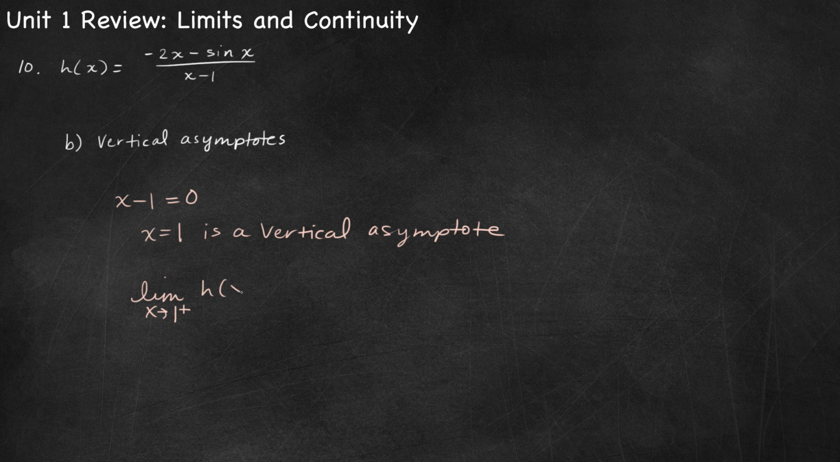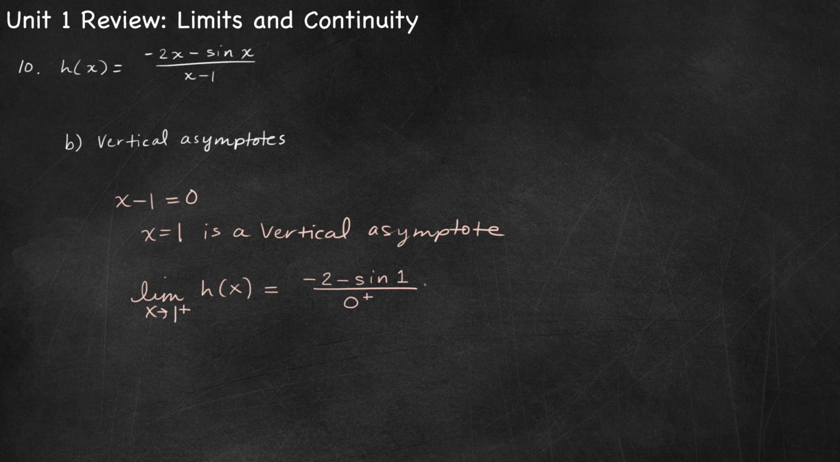So the limit of h of x as x approaches 1 from the right-hand side, we want to show that's either infinity or negative infinity. So let's find that limit using substitution. If I substitute 1 in for x, in the numerator I get negative 2 minus the sine of 1. Over in the denominator, I get 0. But since I'm approaching 1 from the right, it's a number that's slightly bigger than 1. So when I subtract 1, that is a positive number. So the denominator is approaching 0 from the right-hand side. It's a positive value. The numerator is going to be negative.